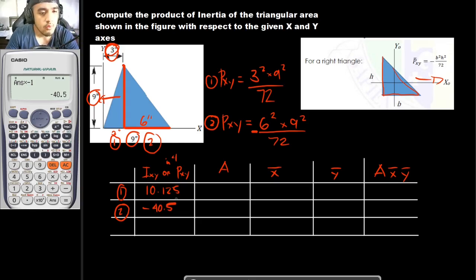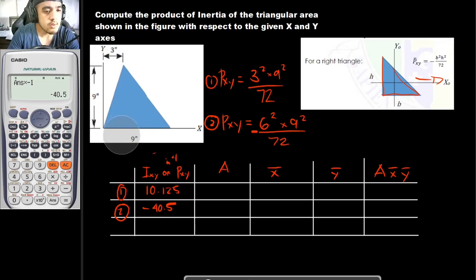Okay, so now what's next? Let's solve for the respective areas. The area for the first triangle would be quite simple. We would just be making use of the basic formula of 1/2 base times height. For area number 1, I wouldn't be writing it any longer. Just look at the calculator to your left.